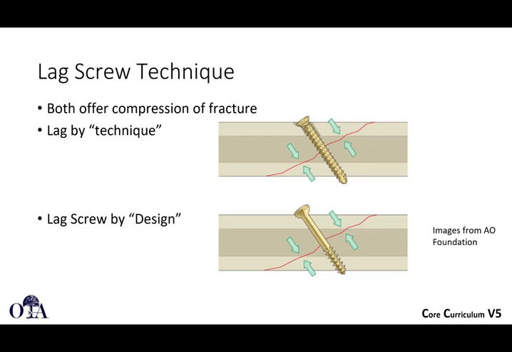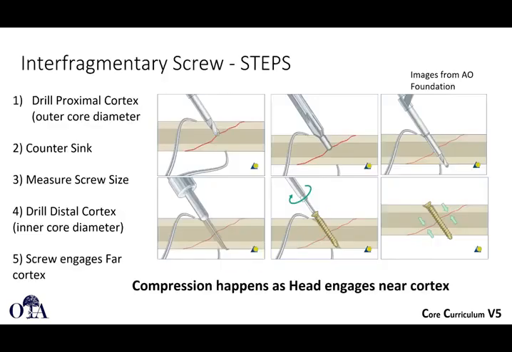You could do the same thing in this case by just placing a screw that's partially threaded. The screw engages here, it does not engage here, and you can achieve compression. But you still have to say, give me the partially threaded screw, or give me the fully threaded cortex screw, and I'm going to perform a lag technique.